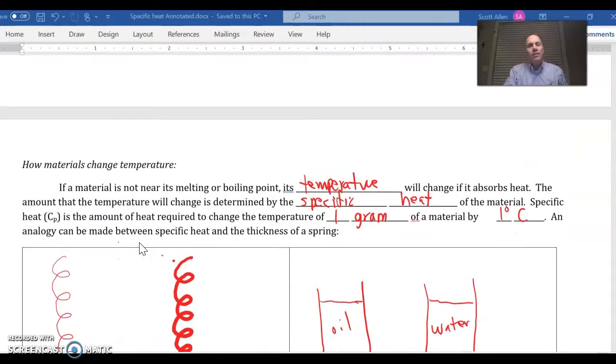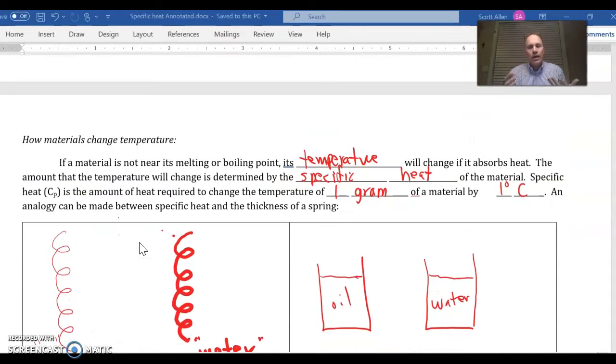Okay, so in this video, I wanted to review a little bit of the concept of specific heat. Specific heat is a property of a material. I want to start off by saying it's not the same thing as how much heat it has. This water does contain a certain amount of heat, but that is not the same thing as saying that's its specific heat.